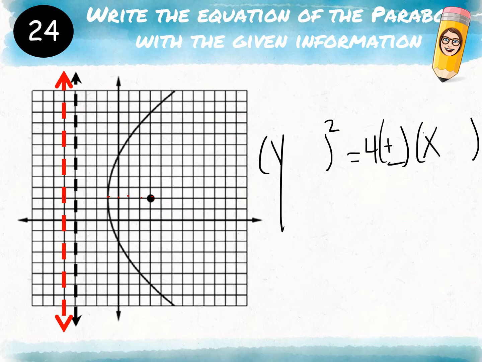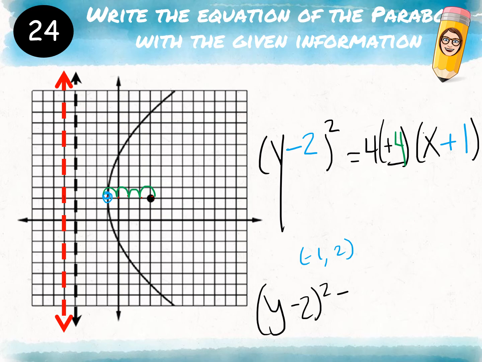My vertex is right here. My vertex is at -1, 2. So that means my x is going to have a +1, and my y is going to have a -2. Distance. The distance from my vertex to my focus is 4. So that means 4 is my p-value. And let's tidy this up. Y minus 2 quantity squared equals 16 quantity x plus 1.